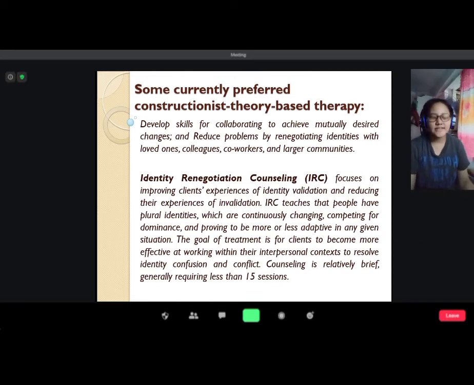So next is the Identity Renegotiation Counseling, or IRC. It also focuses on improving the client's experience of identity validation and reducing their experience of invalidation. IRC teaches that people have plural identities which are continuously changing, competing for dominance, and proving to be more or less adaptive in any given situation.